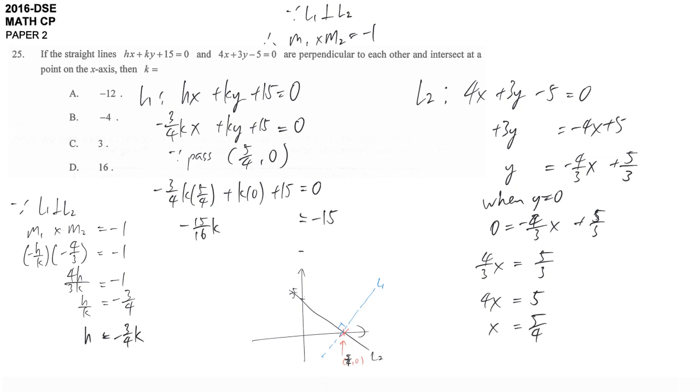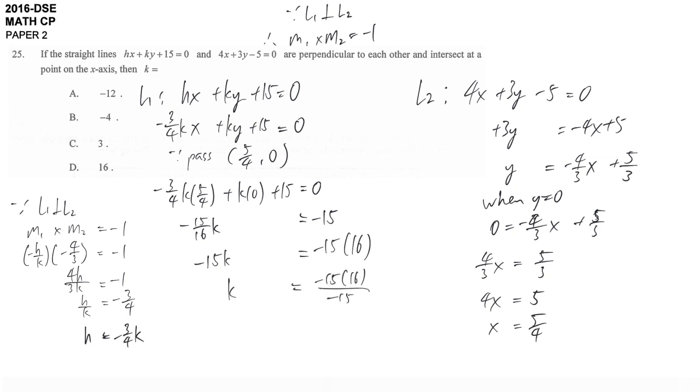-15 are both sides times 16. Both sides divided by -15. So we get k is equal to 16.